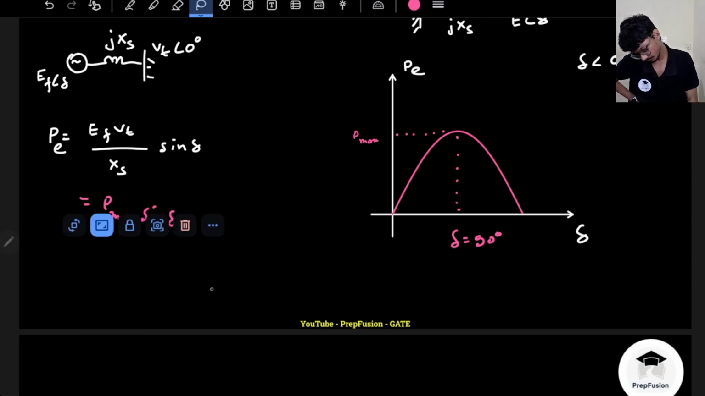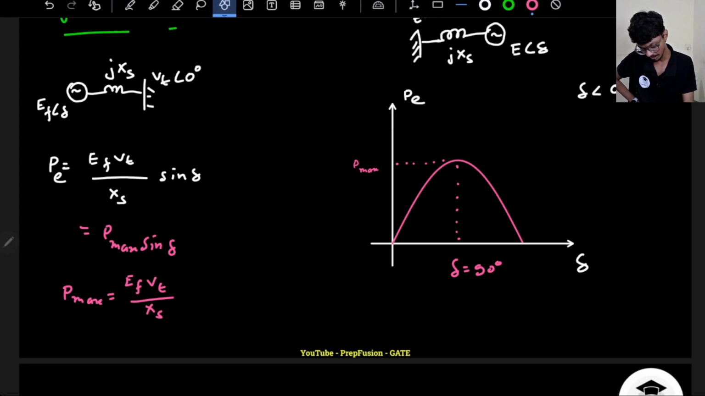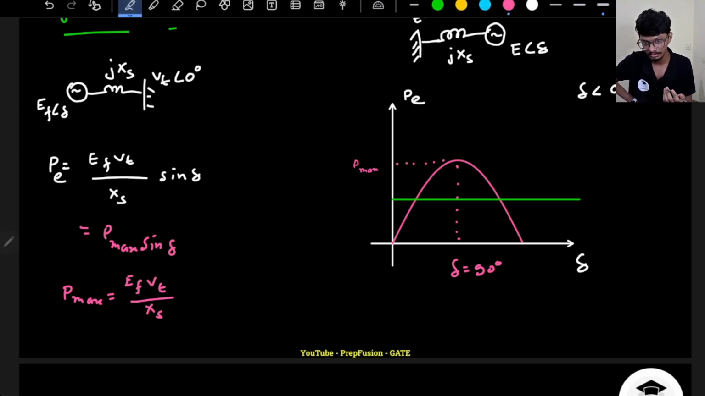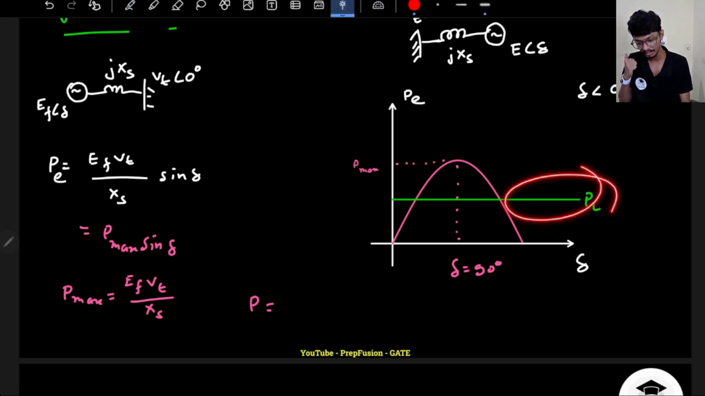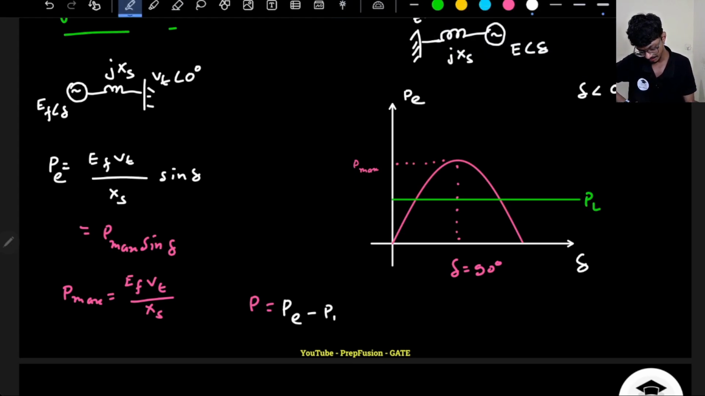Now, if there is a load connected, let's say PL load, we already know how to calculate the torque and those things, and in some question I also took the stability region. When is it stable? When the net torque is 0. So overall power will be the opposing power and the developed power: P minus PL, same as torque.